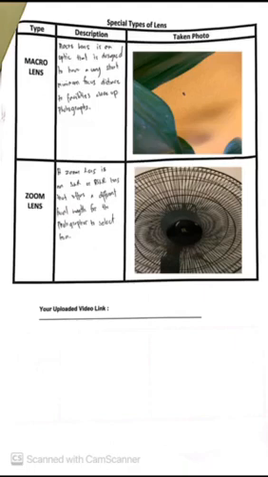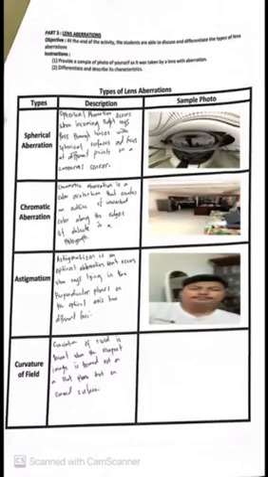A zoom lens is an SLR or DSLR lens that offers different focal lengths for the photographer to select from. Spherical aberration occurs when incoming light rays pass through lenses with spherical surfaces and focus at different points on the camera sensor. Chromatic aberration, also known as color fringing, is a color distortion that creates an outline of unwanted color along the edges of objects in a photograph.